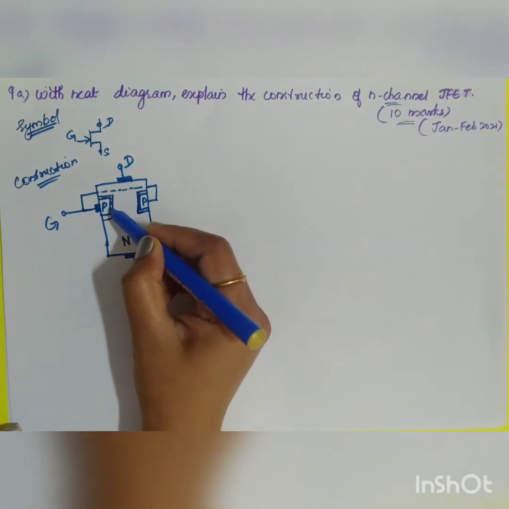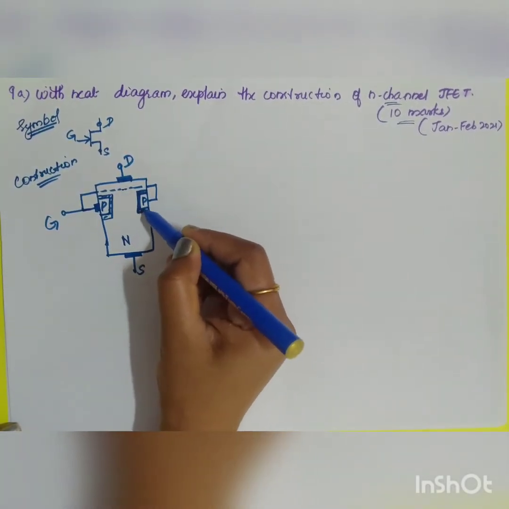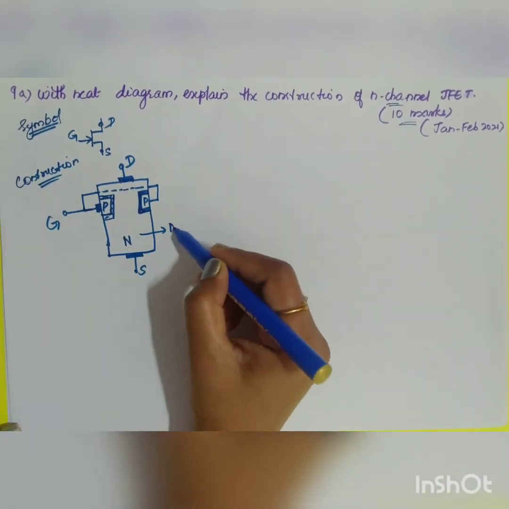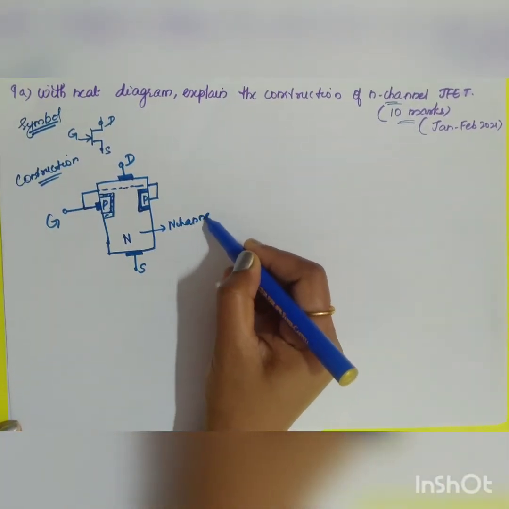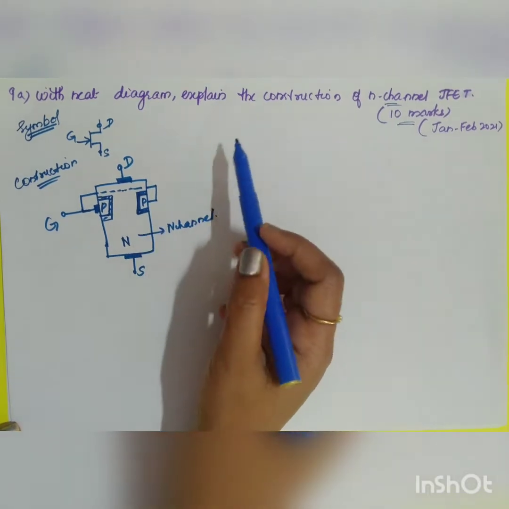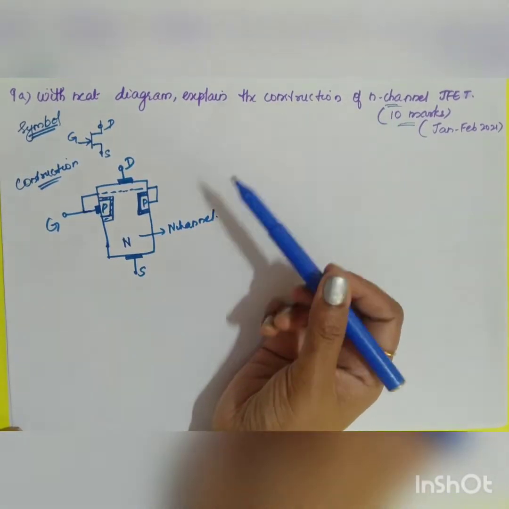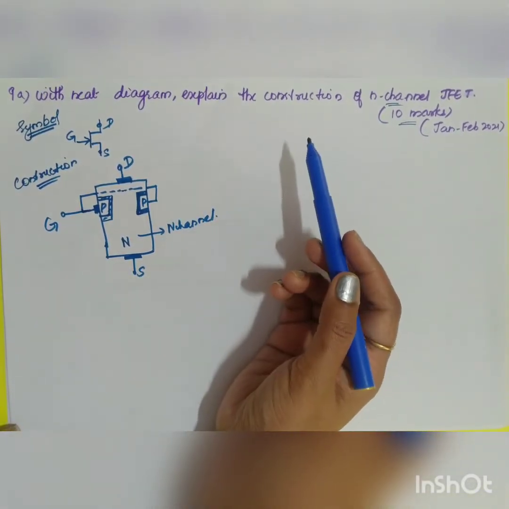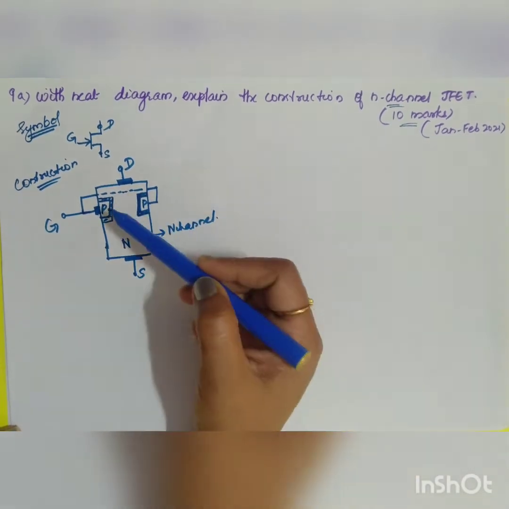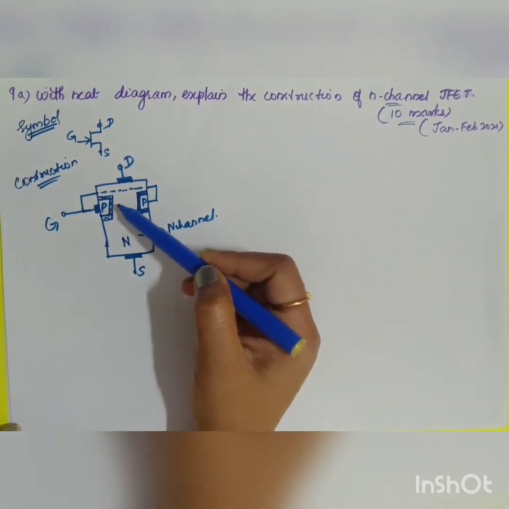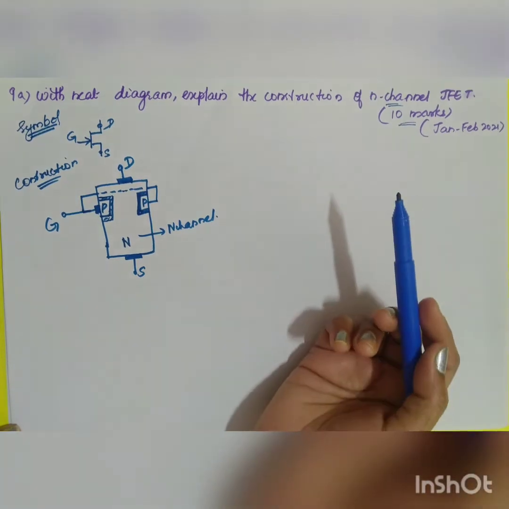So this is going to be your depletion layer, and this will be your N channel. This is the basic diagram of the construction details of your N channel JFET. JFET stands for junction field effect transistor. So you have two PN junctions formed.